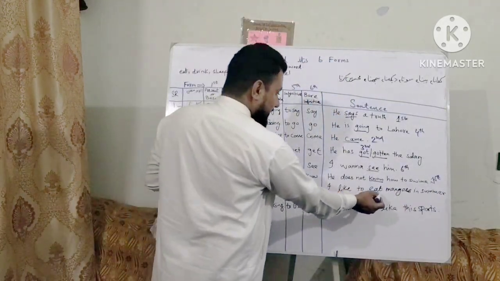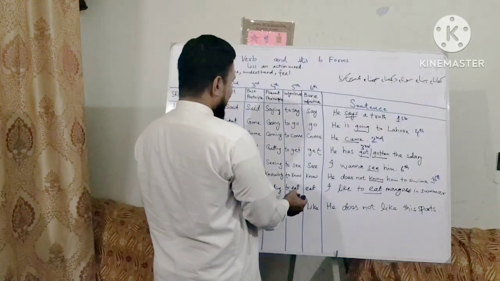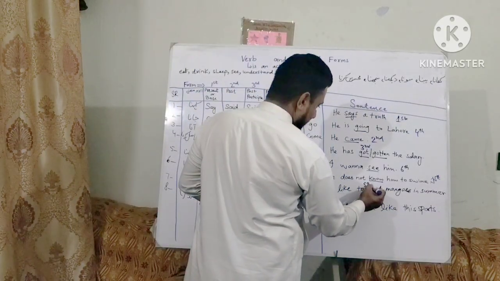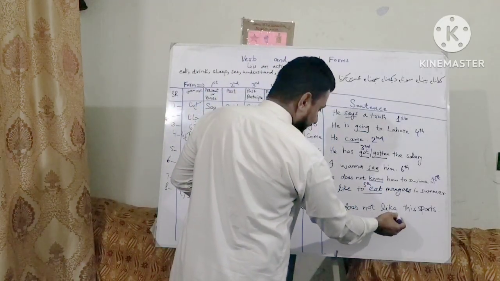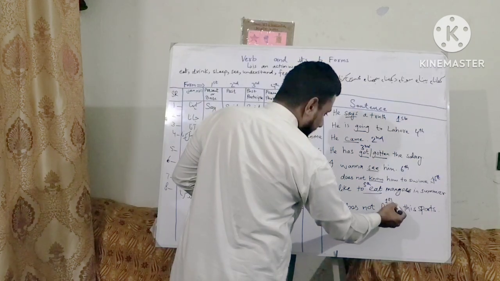I like to eat. To eat. Here, in "I like to eat," it is the fifth form of a verb. Dear student, he does not know. He does not like. Like is the first form of verb.